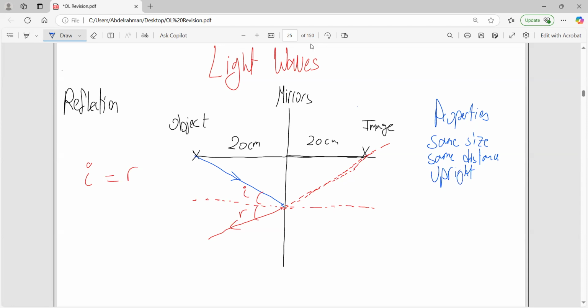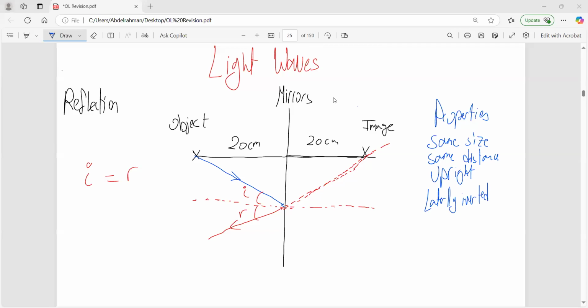So, were they inverted? No, they weren't vertically inverted. They were laterally inverted. What does laterally inverted mean? A laterally inverted image means that the image is simply flipped from left to right. And if I read some words, I wouldn't be able to read them, because they are inverted from left to right.